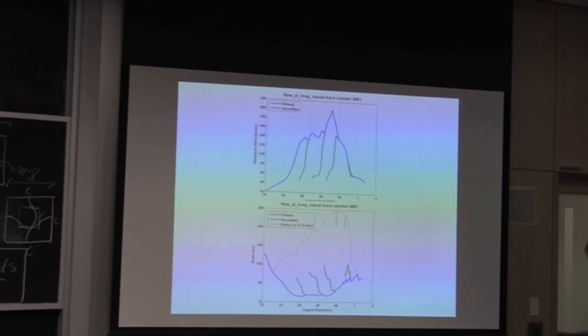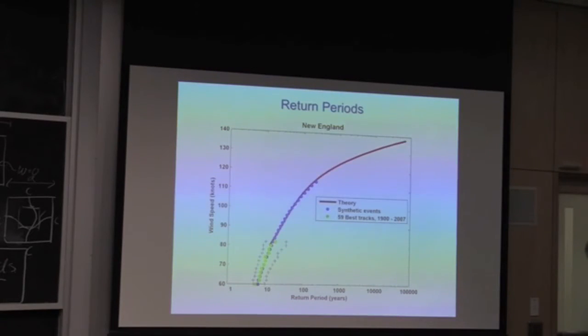And in this case, there are 3 such replacement cycles for this particular rather intense artificial event. But because we can produce hundreds of thousands of these events, we can extend the analysis of risk to much longer periods. So this is an analysis of the so-called return period, which is just the inverse of the annual probability of events affecting the whole coast of New England.